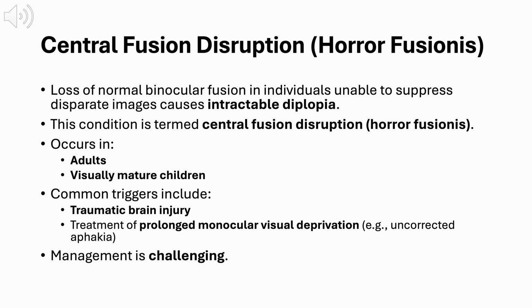In horror fusionis, both backup plans are broken. That's why the double vision is severe and why treatment is so difficult. The key clinical message here is that once normal fusion mechanisms are lost in a mature visual system, they are extremely hard to rebuild.